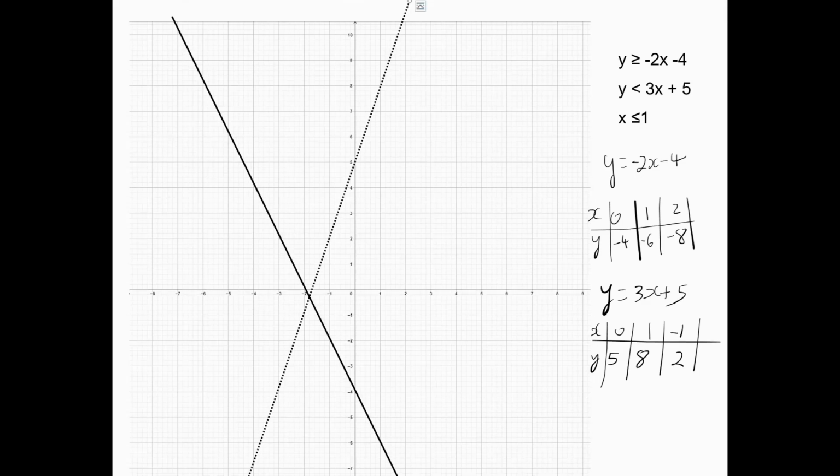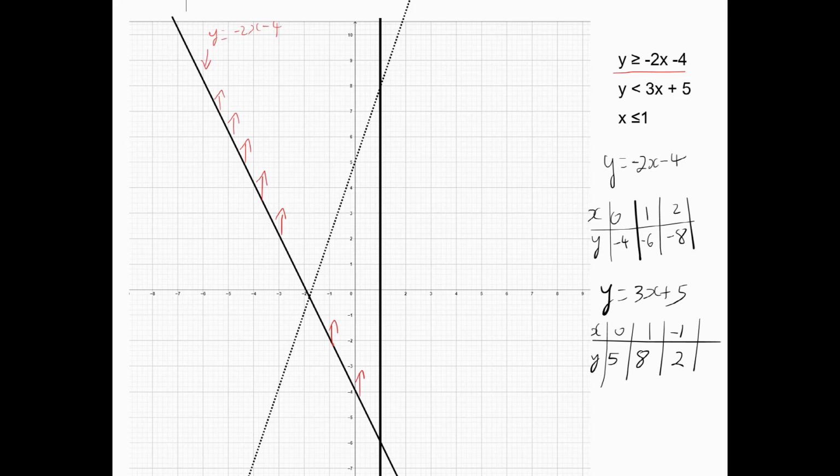Finally, we have x is less than or equal to 1. For this line, I'm just going to draw x equals 1, which is here. And because it is not a strict inequality, I'm going to use a solid line. And there we go. Now, to indicate where the region is, I'm going to use the same method as before with the arrows. So we have y is greater than or equal to minus 2x minus 4. That was this line. If we are interested in points where y is greater than or equal to this, we want points which are above the line, or on the line, because this is not a strict inequality.